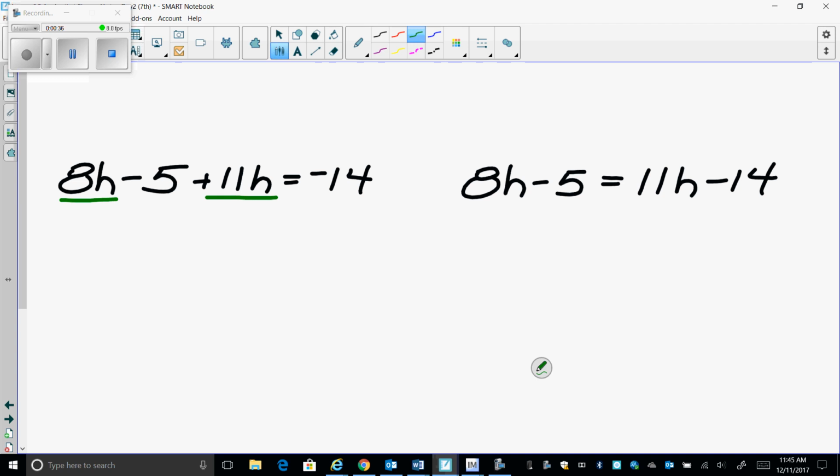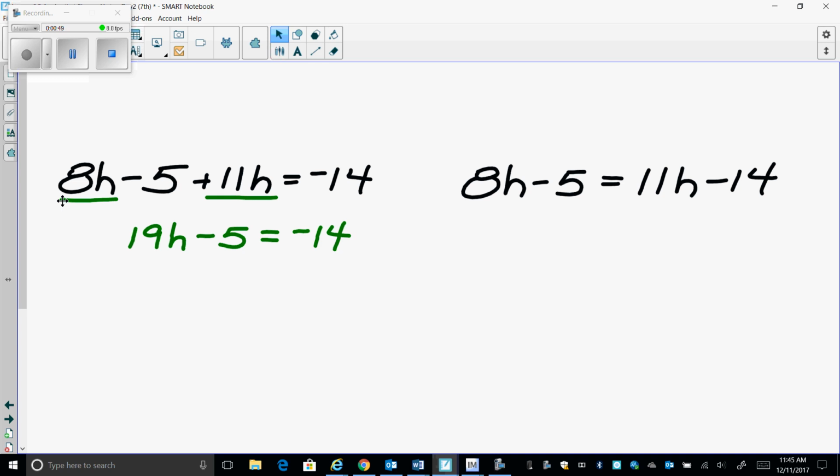So for these, I can just simply simplify. 8h plus 11h is going to give me 19h. Everything else is going to come straight down, and then you would solve as you normally do for a two-step equation. What we're doing today, starting with day 2 of lesson 4.2, is we now have variable terms. They are still like terms, but now they're on different sides of the equation. So now I can't just simply add them together.